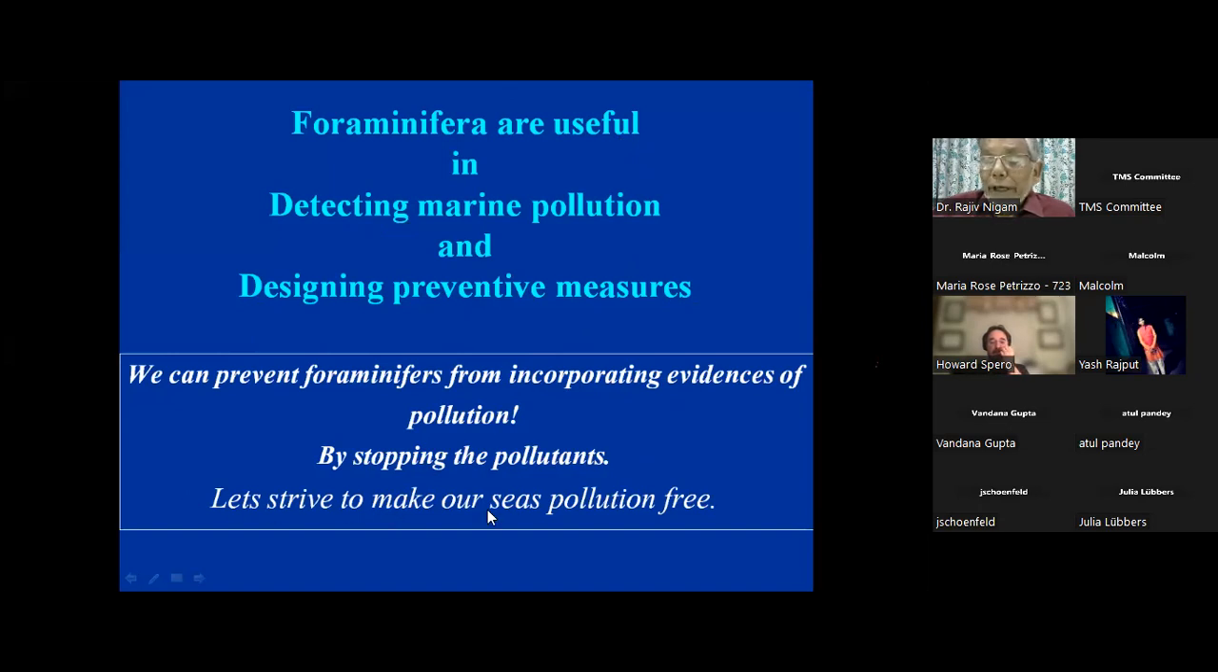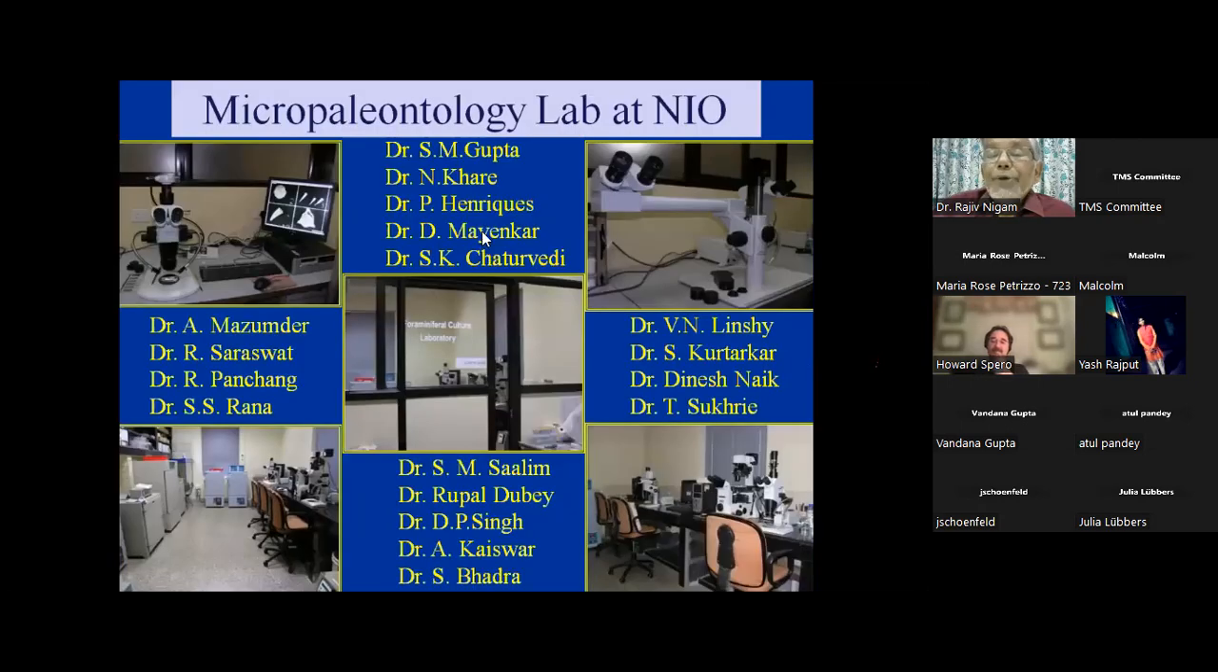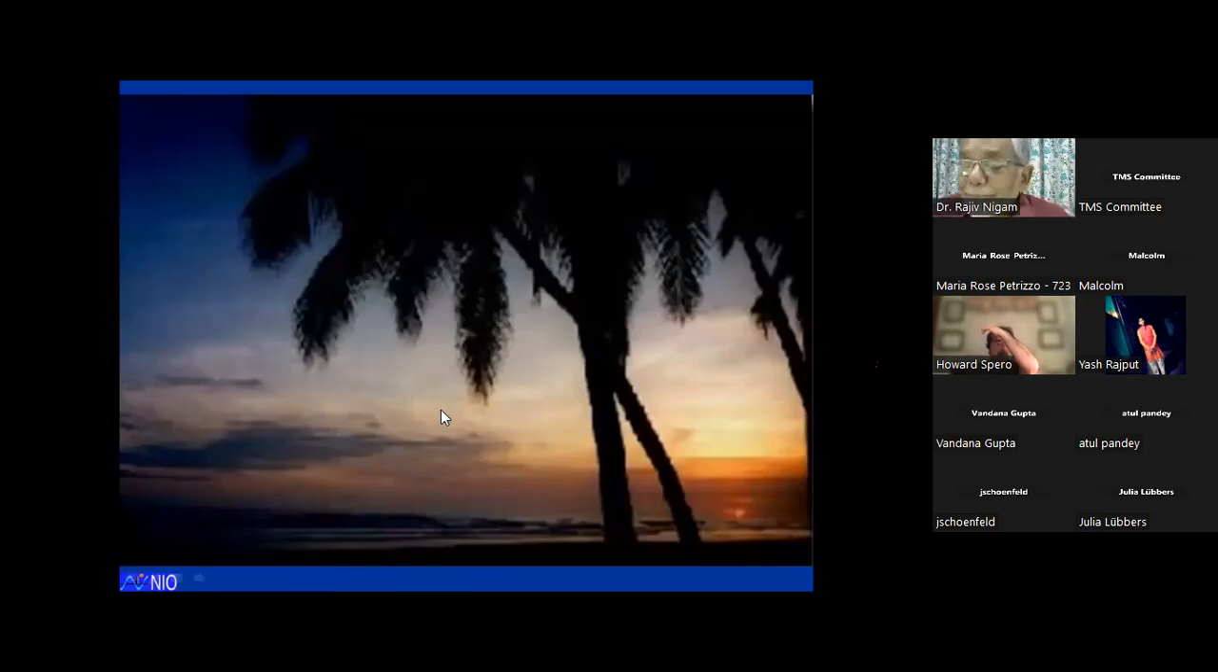Let us strive to make our sea pollution free. These are different photographs of my lab. This is a culture lab. And these are the students whose work I used for today's presentation, basically the work done by them. And as their representative, as a senior person, I'm presenting this work to you. Thank you very much.